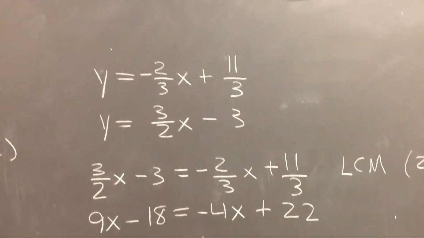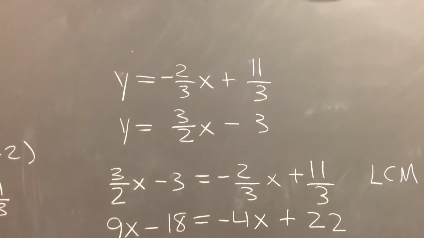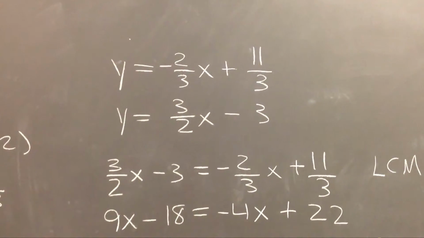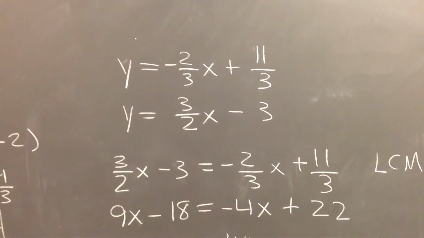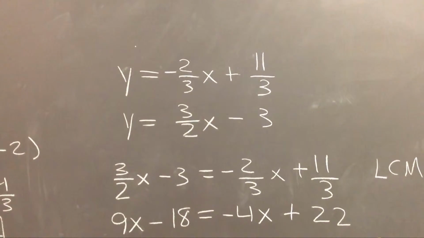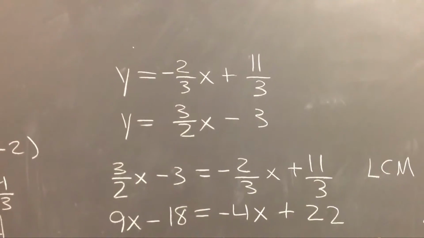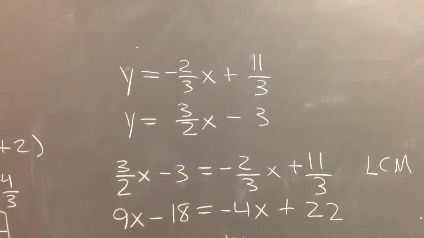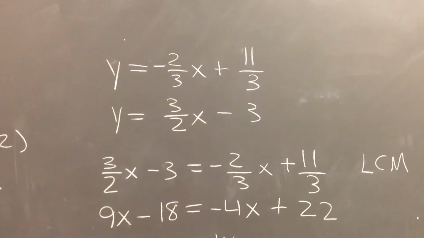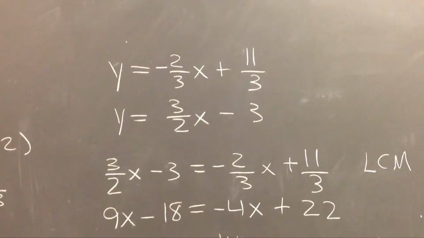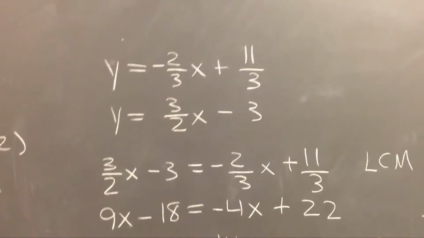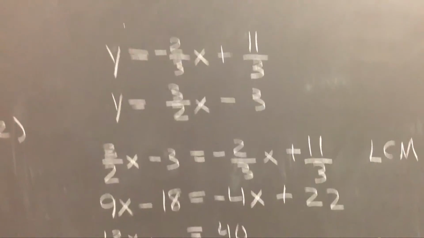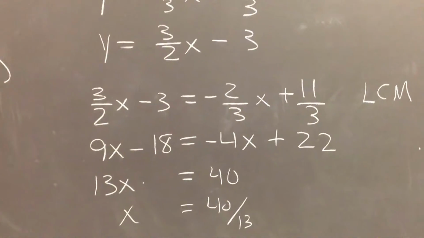Now the really important thing at this point is that I have both equations. I have y equals negative 2/3 x plus 11/3. That's the perpendicular line. I have y equals 3/2 x minus 3. That's the original line. So if y is equal to both of these, I'm going to use the substitution property of equality and set them equal to each other.